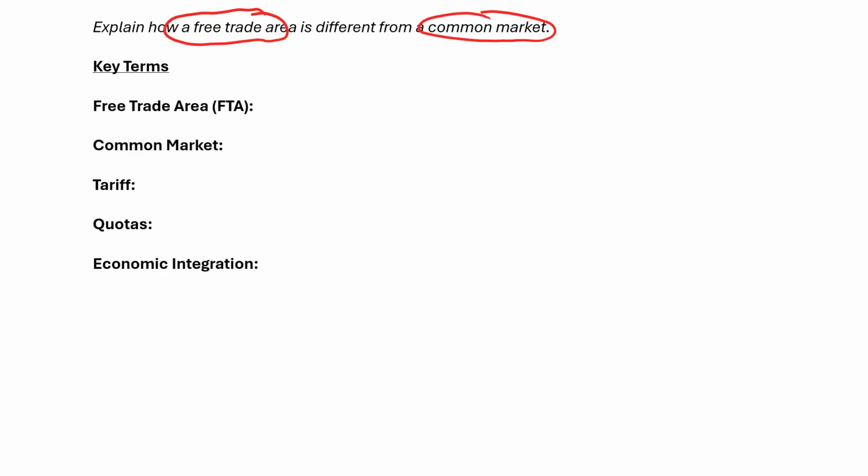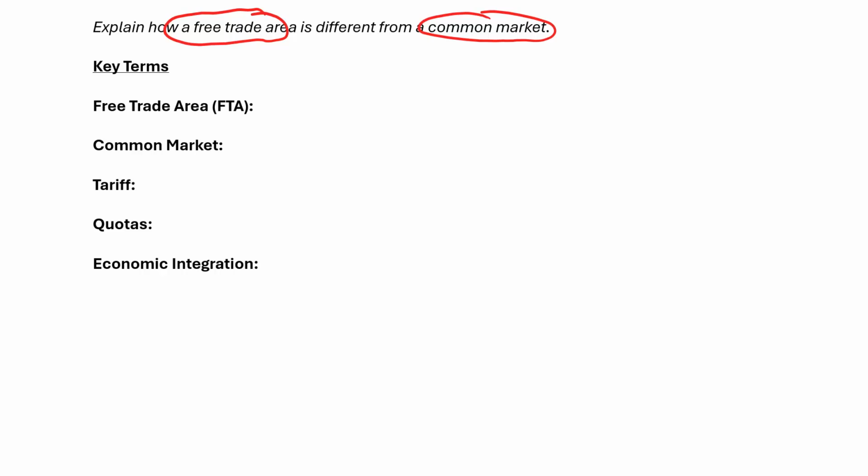So let's say that you're a country and I'm a country, and we both kind of like each other. We both have potentially similar sort of political views, market structures, economic goals, and so forth. And so naturally, we want to become closer allies. How do we do this? Well, there are at least two different ways: a free trade area and a common market.